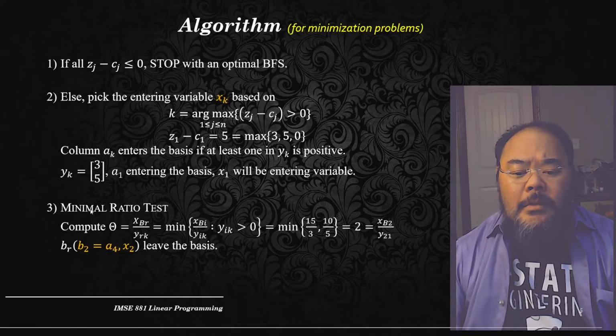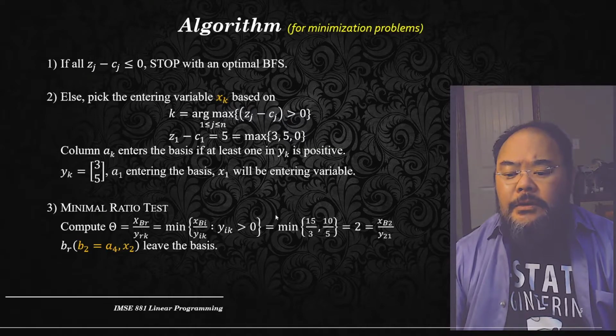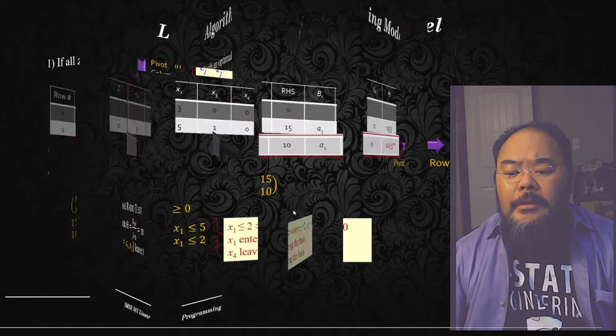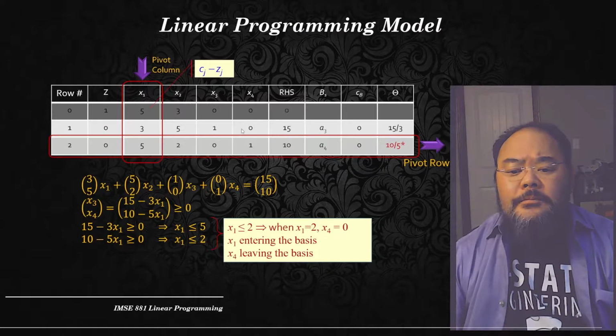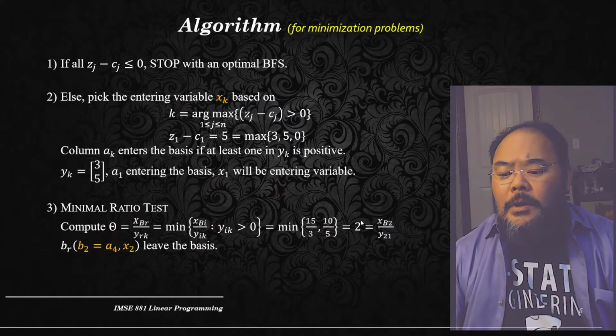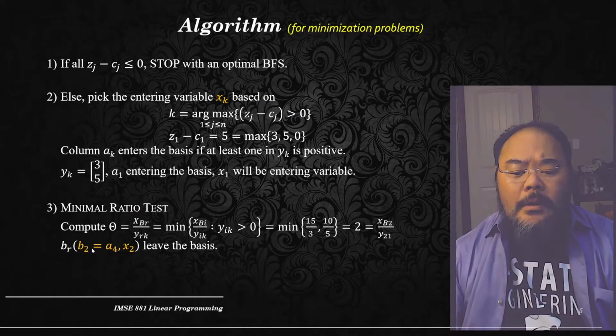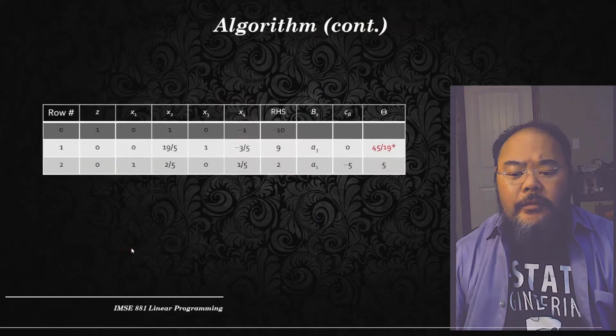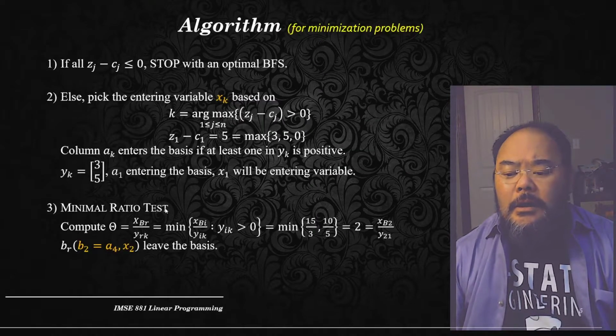Then we perform a minimum ratio test by taking the right hand side divided by yk, where yk is the column of the entering variable in the current tableau. So B2, which is A4, is leaving.